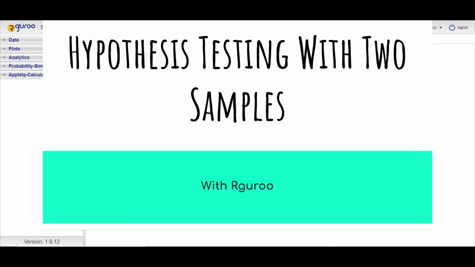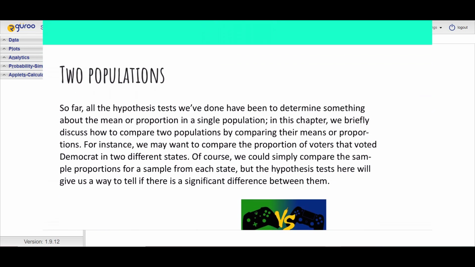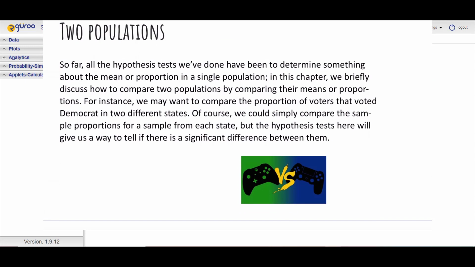In this video, we're going to be doing hypothesis testing with 2 samples, and we're going to be using Rguroo. So far, all the hypothesis tests that we've done have dealt with one population, where we took one sample and we tested the mean, or we tested the proportion about that single population. But now we're going to compare 2 populations by comparing their means or comparing their proportions.